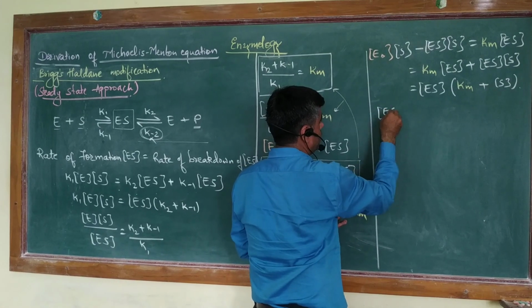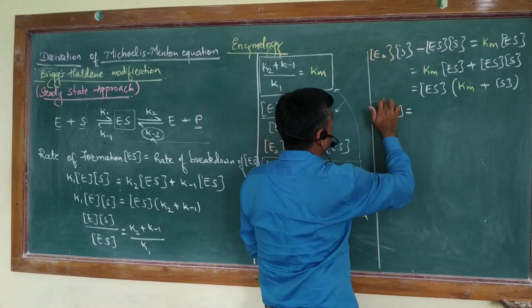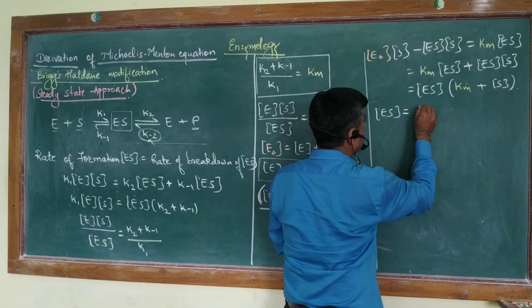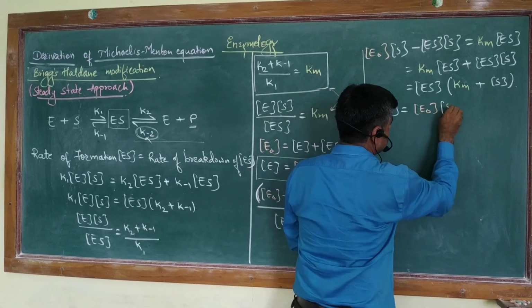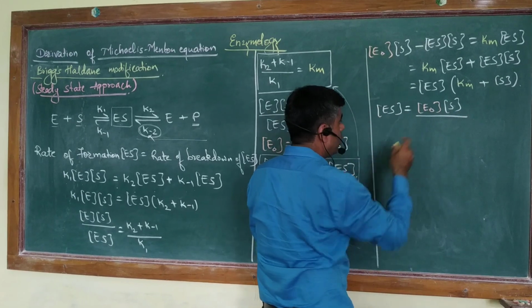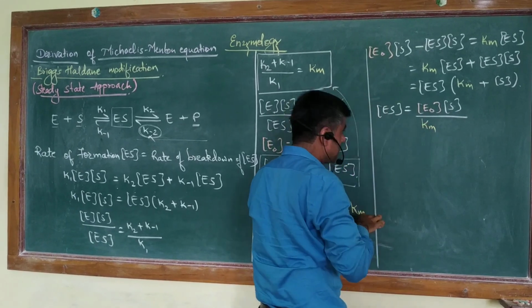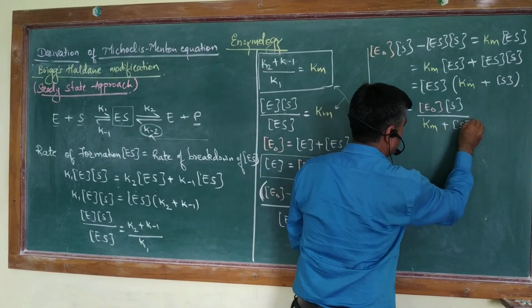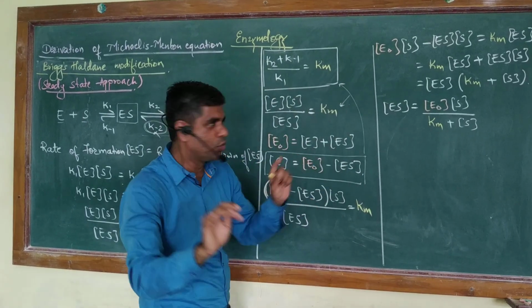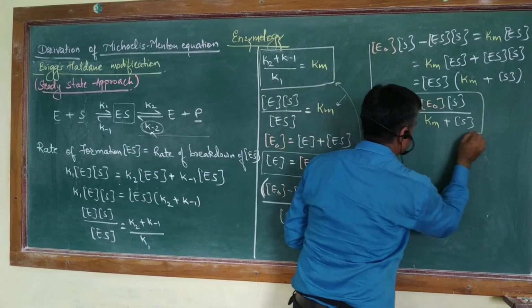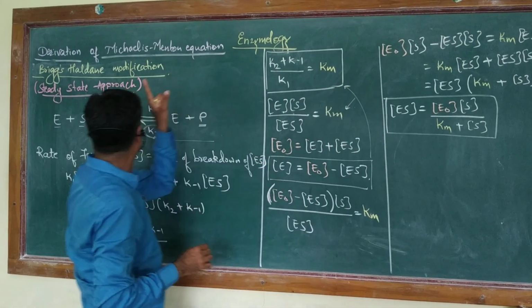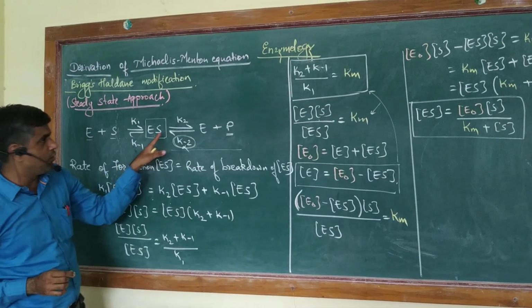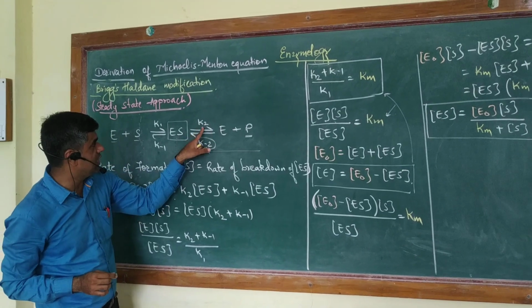Okay. So now I take the value of ES from this. So from here you take ES is equal to, this will go down. So here I have my E0. So E0 into your S whole upon your Km plus S. Right. So I hope you are with me. So far, so good. So we have the value of your ES. Now we know that ES is the term which determines the velocity. If you come back here, ES is being converted to E plus P and the constant here is K2.